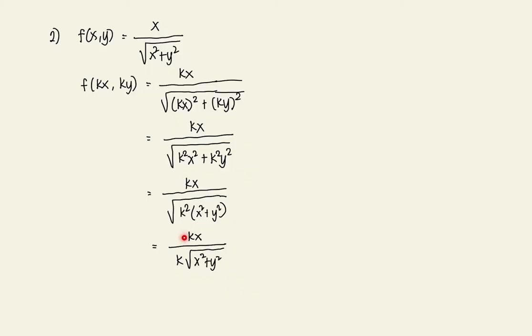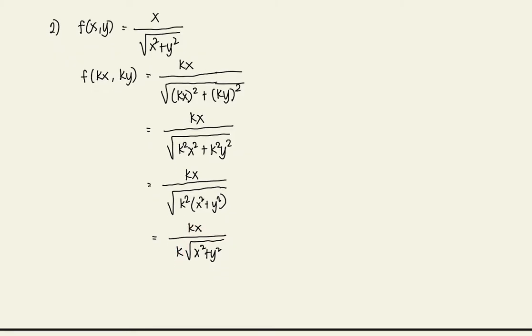And remember that when we divide, what do we do with their exponents? We subtract. So the exponent of k becomes 0. So k to the power of 0 times x over square root of x squared plus y squared.